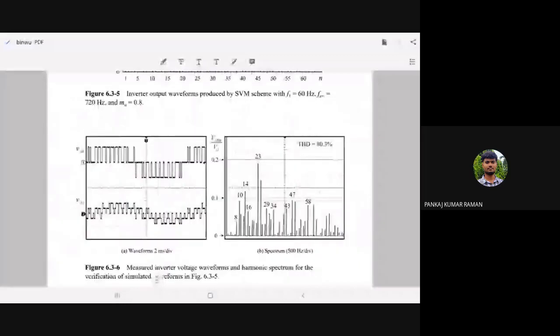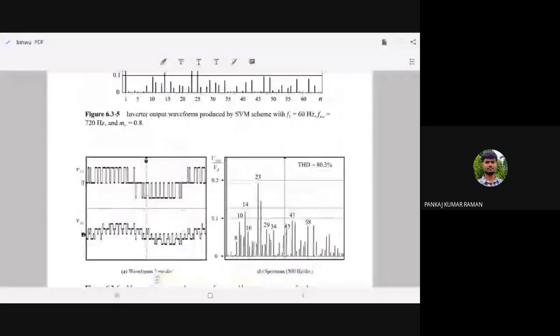Okay. The extra switching is also very low, right? That is 3 times the fundamental frequency. So the 3 switches are changing. So therefore, that is okay with that. Okay, clear?